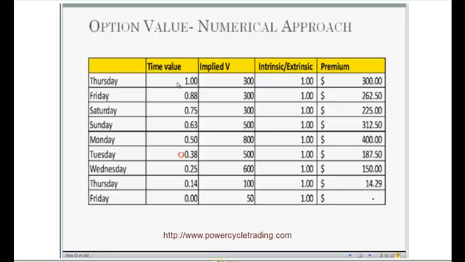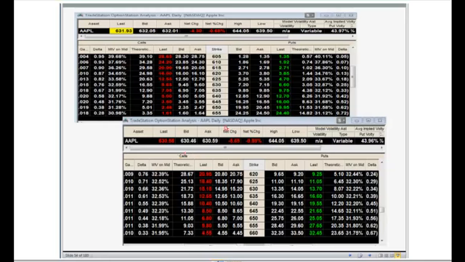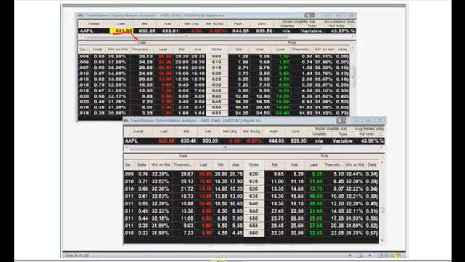Now here's another great example to illustrate this based on an option chain. Here's an option chain of Apple, from back when old Apple was trading at about $633.